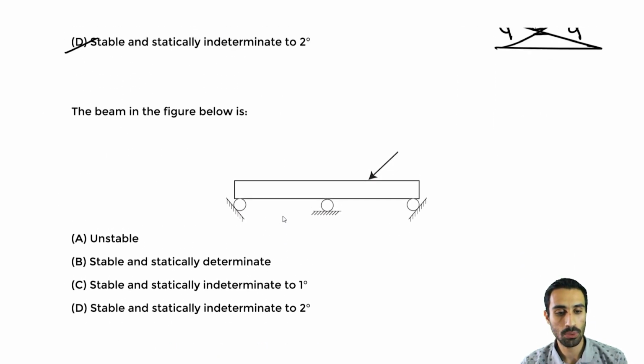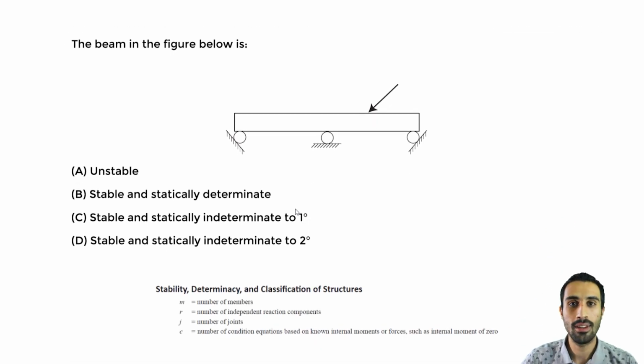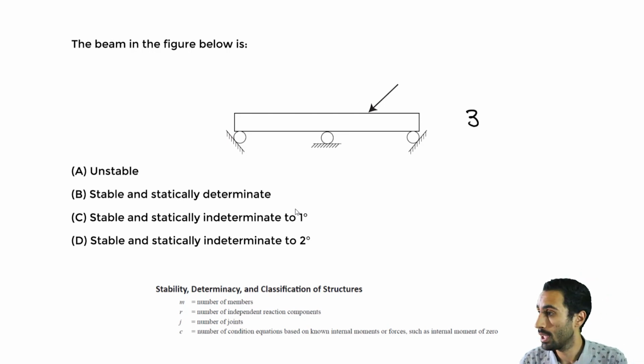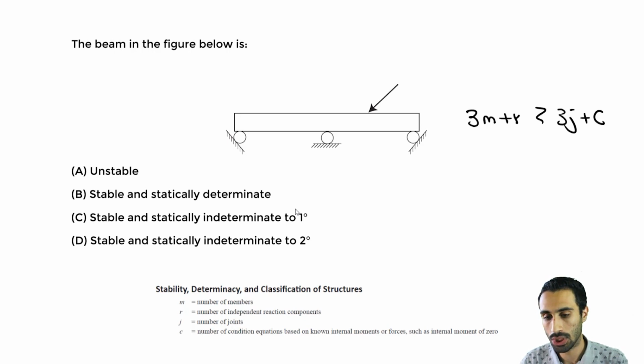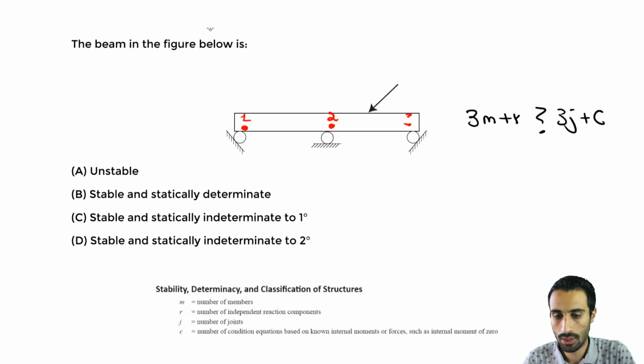So now let's do this next one. And you might probably connect the dots here. This one's also similar to the past one. So we know we're given this, and we want to pick the correct answer. We're still given this magnitude, just the external force that's there, but don't count it as a reaction. So now we do the 3m plus r, 3j plus c, and we will check this. So now we know the j value in this case. We have 1, 2, 3. So j would equal 3.